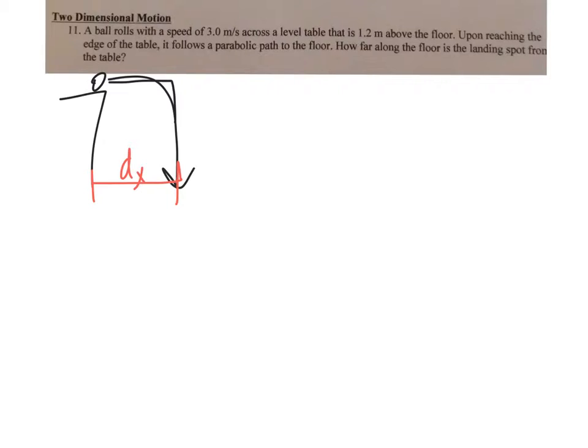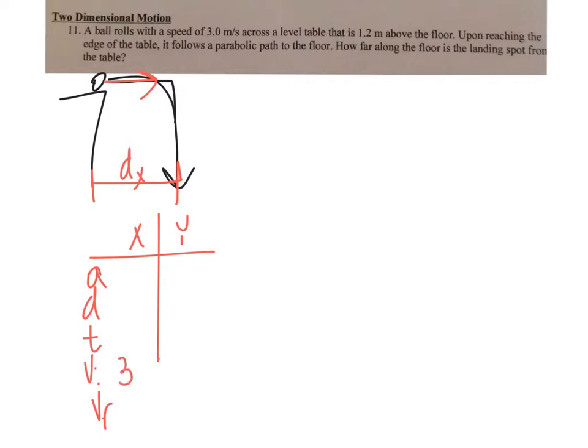All right. So let's create your table first and fill in what we know. So we've got our x and y. We've got a, d, t, vi, and vf. It tells us the ball is going 3 meters per second across the table. So your initial velocity is just horizontal, and that's 3, because it's just rolling along the table. Table ends, ball keeps going, gravity causes it to go to the ground. So initially it has no vertical velocity. It starts going to the ground because gravity makes everything go to the ground. So our initial vertical velocity is 0.